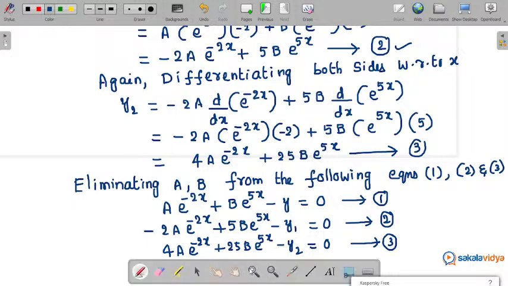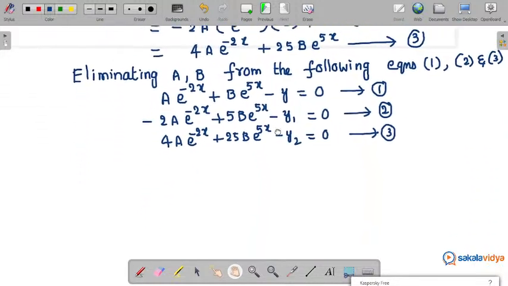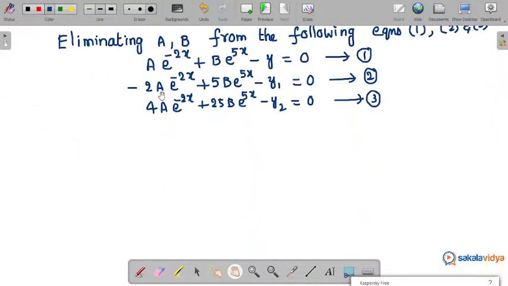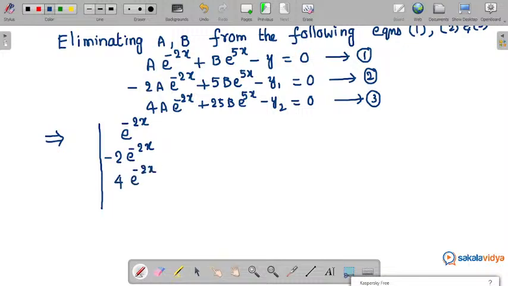So let us write the determinant form. From these three equations, what do we write as the determinant form? That is det of: the coefficient of the first equation, that is e power minus 2x, the coefficient of the second equation, minus 2 times e power minus 2x. From the third equation you can write 4 times e power minus 2x. It becomes the first column of the determinant.